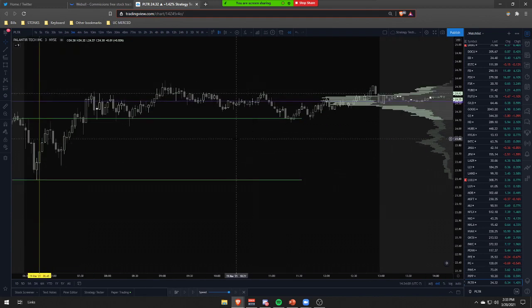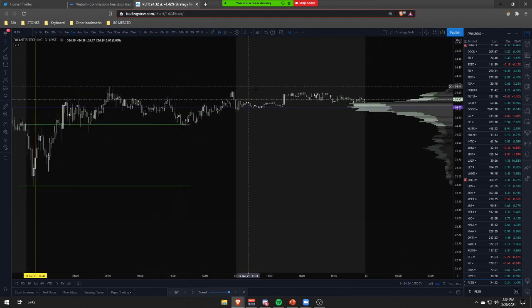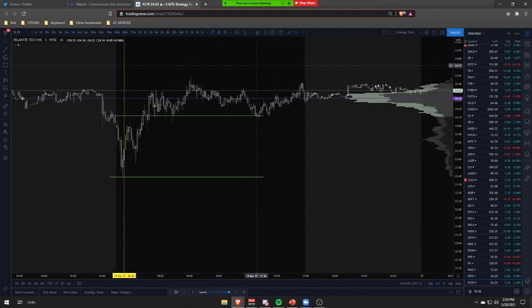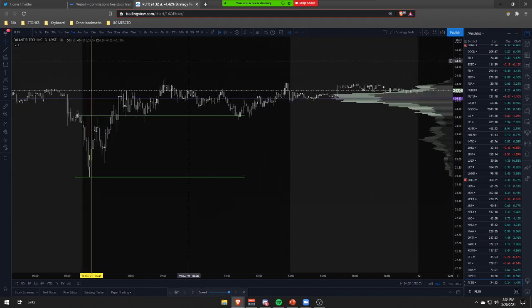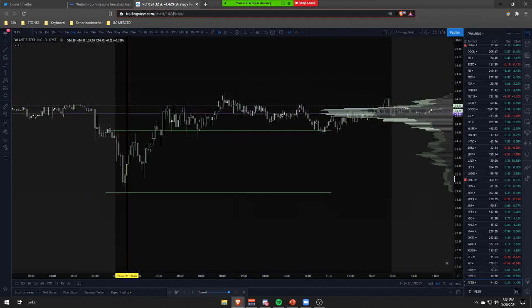All right. So unfortunately for this, PLTR consolidated. So typically our entry, where is this thing at? We could have either entered here. This would have been your confirmation to enter. Let's make this bigger.